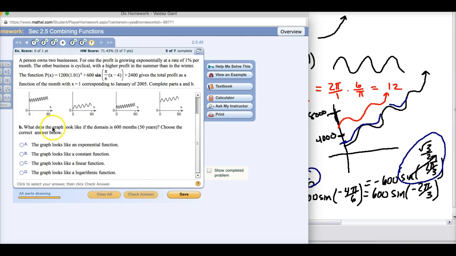And so it says the next part of this, what does a graph look like if the domain is 600 months? Okay. And so if the domain is 600 months, then the graph is going to look probably more like an exponential more than anything else. Because here the exponential function is growing much faster than the other two, and so the exponential part will take over it. And that concludes the review for section 2.5.